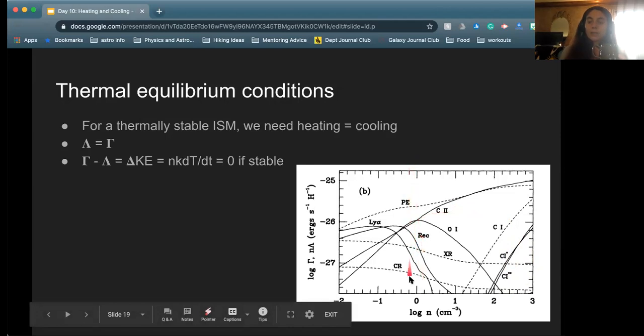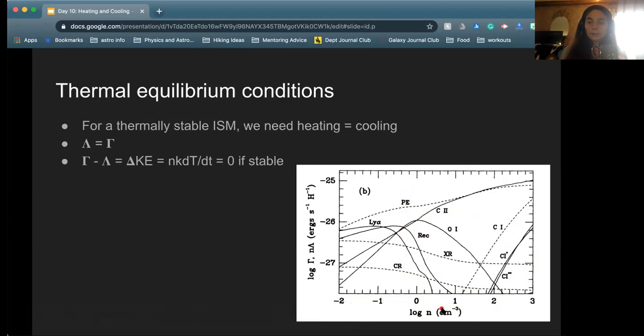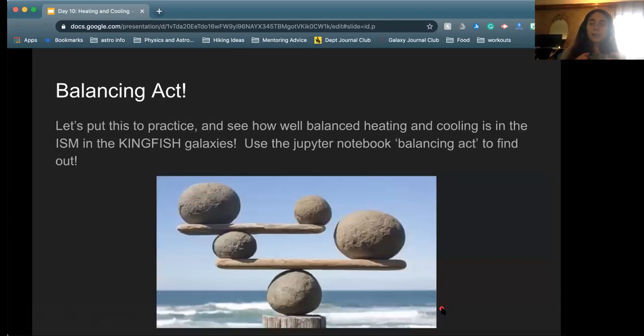Hopefully if you're in a thermally stable state, we can add these up and we'll see that they're going to mostly cancel. What's doing the heating and what's doing the cooling is going to depend on where you are in the ISM and what density you're at. So that was most of what I had for today.